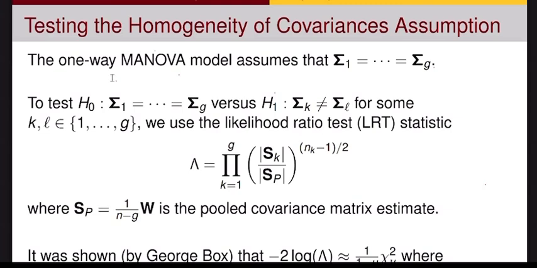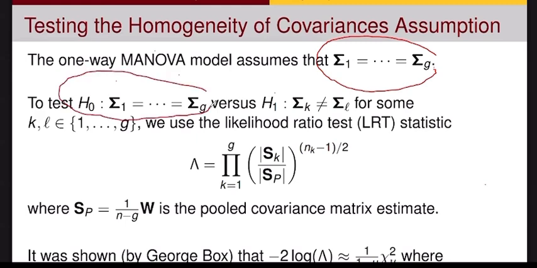Now, in a one-way analysis of variance, we have G numbers of groups. Sigma 1 here is the covariance for group 1, and we're going to have covariance for group 2, and so on. Under the assumption, we want to test whether they are equal against at least any two is not the same. To test this, we're going to use the idea of Wilks' lambda, the likelihood ratio test.